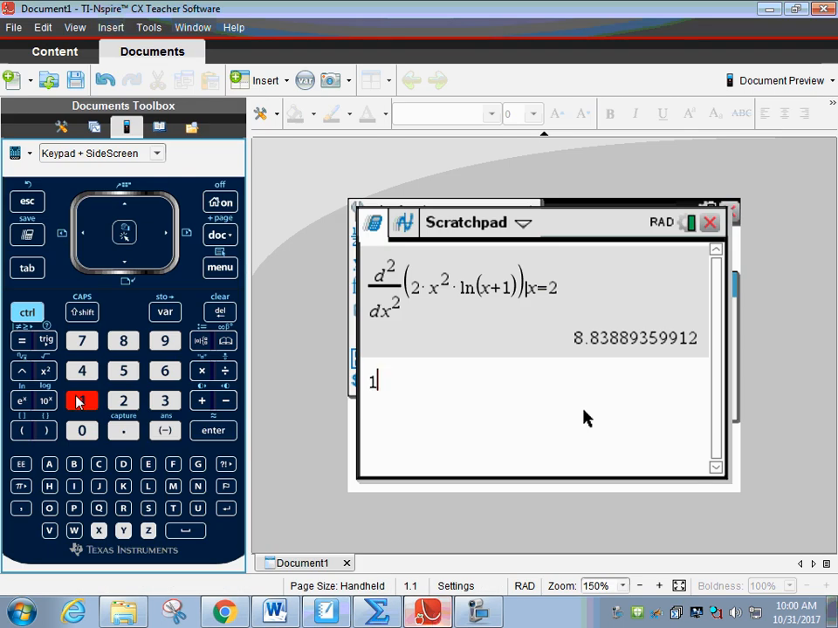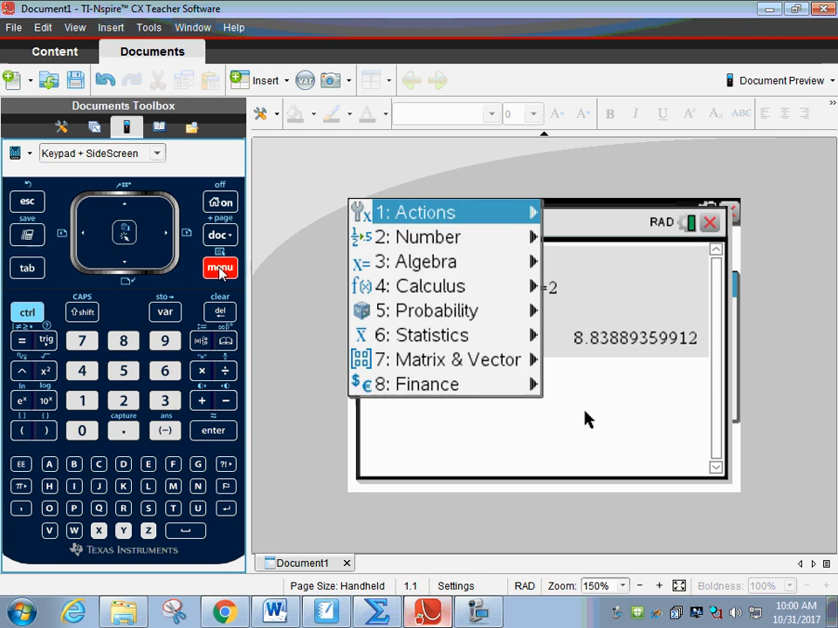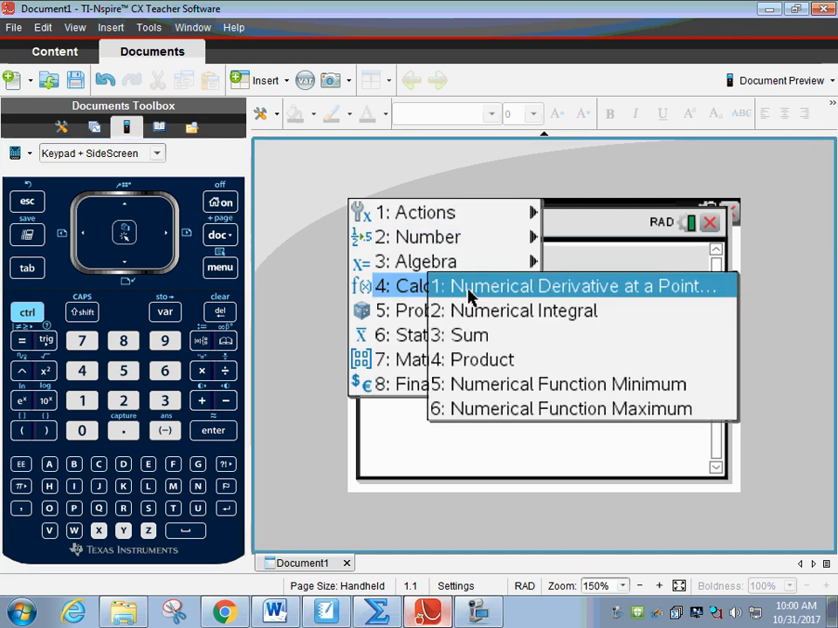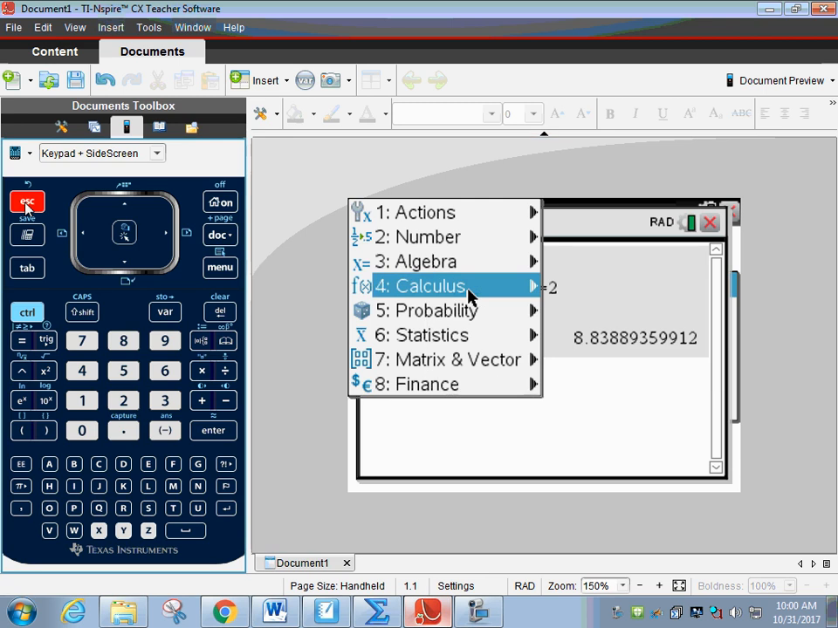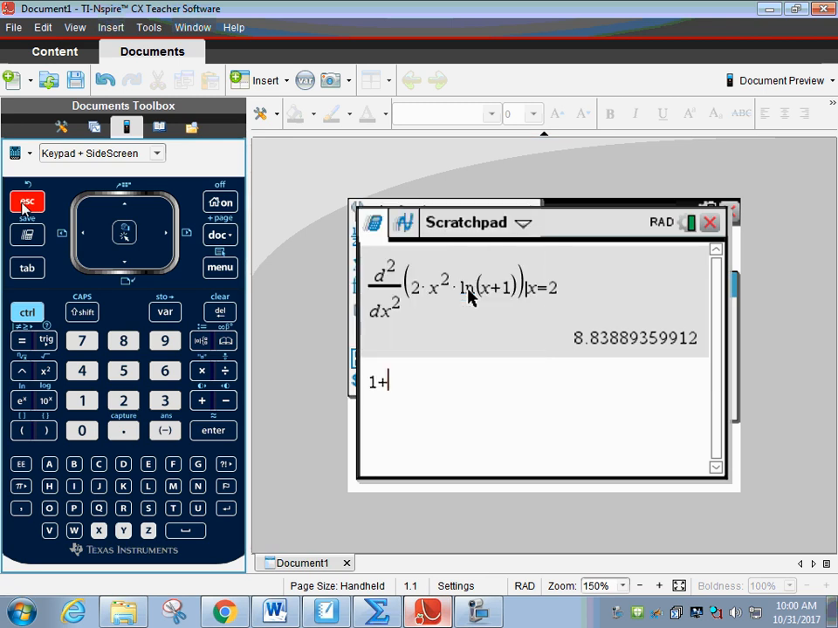1 plus. Now to do a definite integral, there are lots of ways. I could go to menu and do calculus and numerical integral. That's a little more keystrokes than if you just do a shortcut of shift plus. You'll get a definite integral, shift plus. And from 0 to, I think it was 5, yes? Okay, put the limits of integration in.